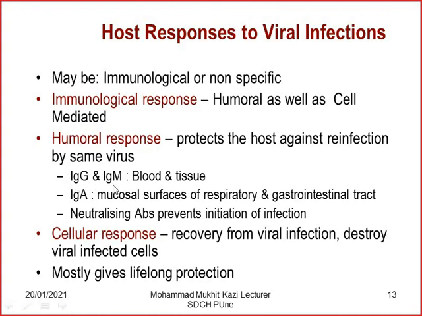IgM is generally detected in recent infection. IgG is generally detected in past infection. And IgA is found on the mucosal surfaces of the respiratory and gastrointestinal tracts. So these are the secretory antibodies, and these are the systemic antibodies. IgM is appearing first and disappearing first. And neutralizing antibodies prevent initiation of infections.